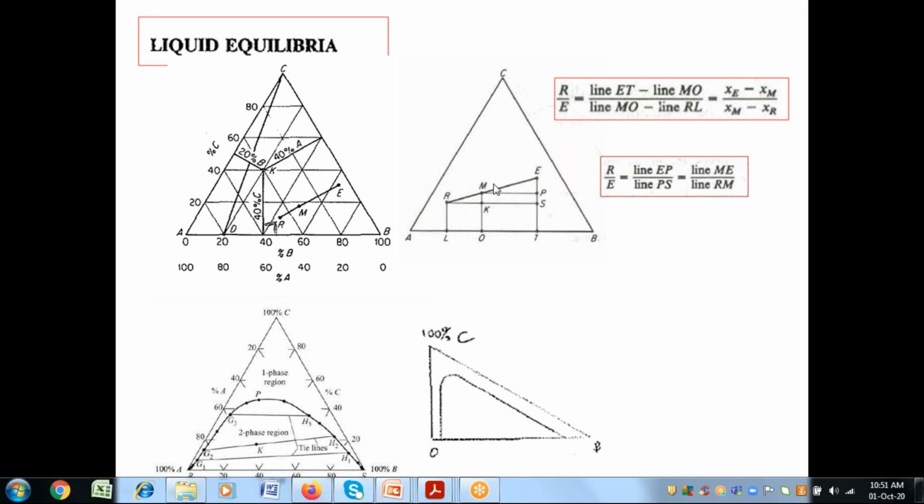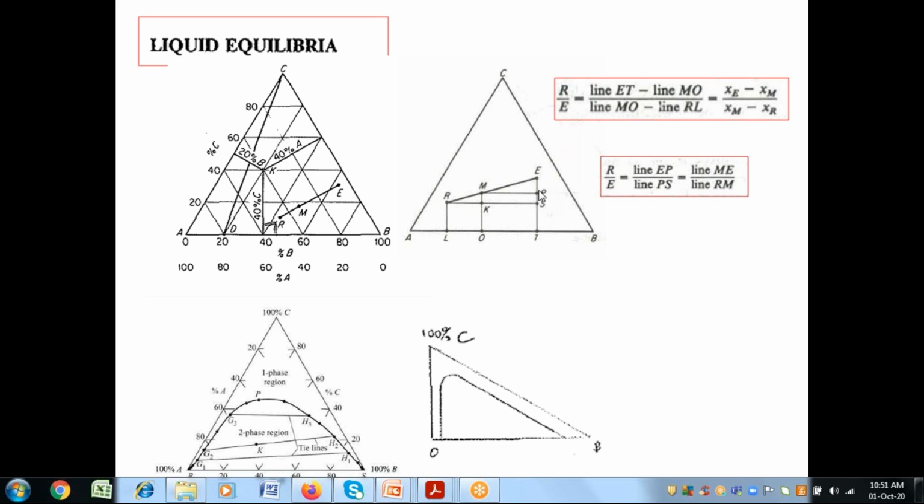be a tie line. If this is not valid, then this can't be called a tie line. For example, if you draw one line like this, it will not be followed. So that is not a tie line. So the tie line says that R by E is equal to, as per the lever arm rule, line EP, means this one, divided by line PS.